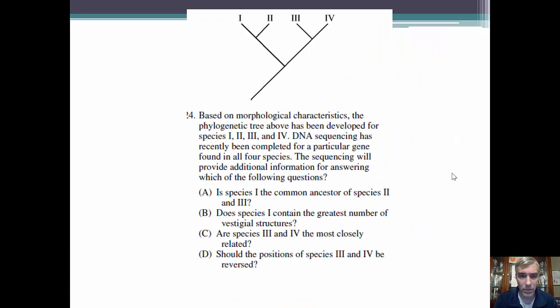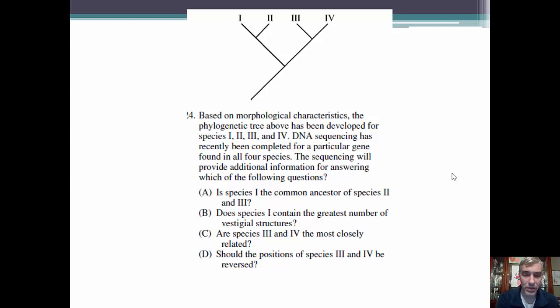All right, I'm going to have you look at this question based on morphological characteristics for the phylogenetic tree above. The phylogenetic tree above has been developed for species 1, 2, 3, and 4. Another important thing I do want to let you know is that you can always flip around a node. It does not change the evolutionary relationship. So if I switched 1 and 2 on their positions on here, it doesn't matter. If I switch 3 and 4 in their positions, it doesn't matter. It doesn't change the evolutionary relationship whatsoever.